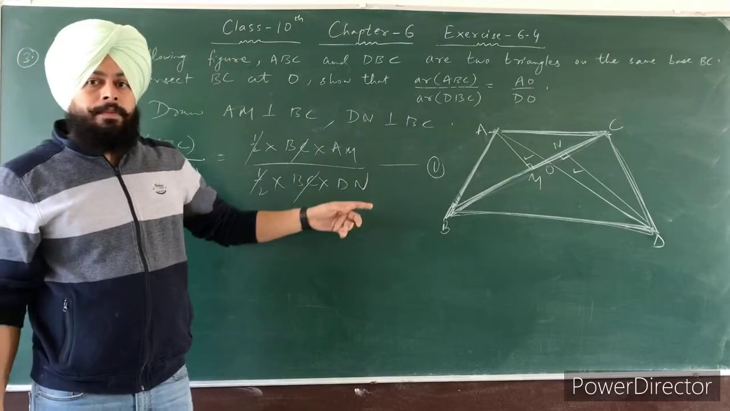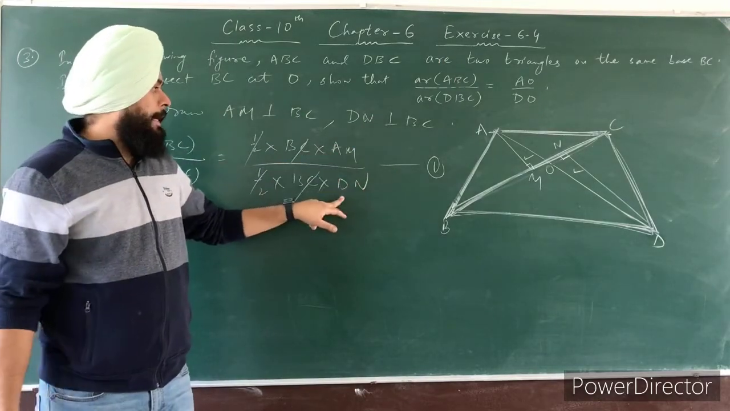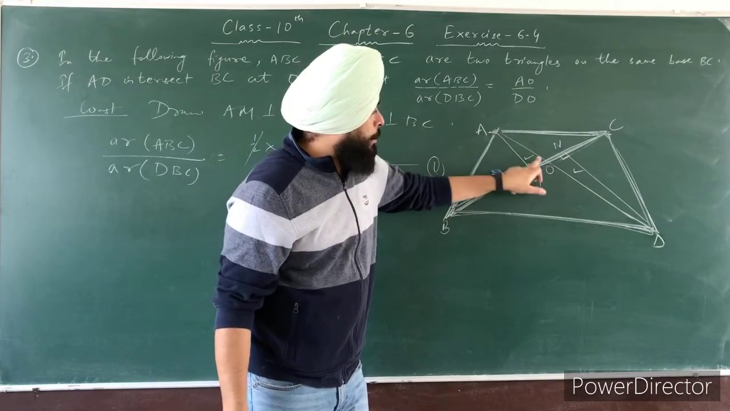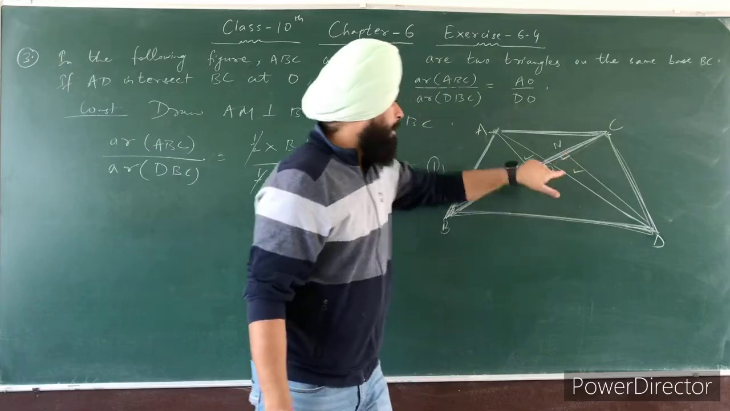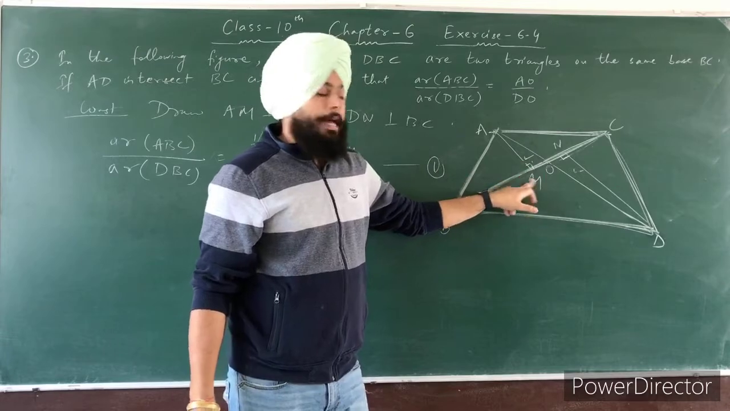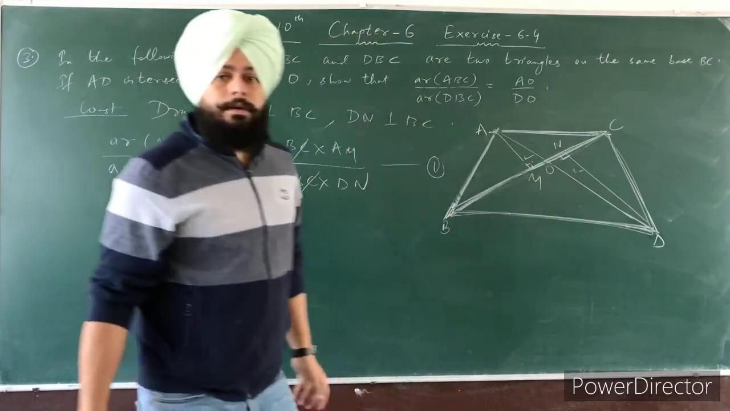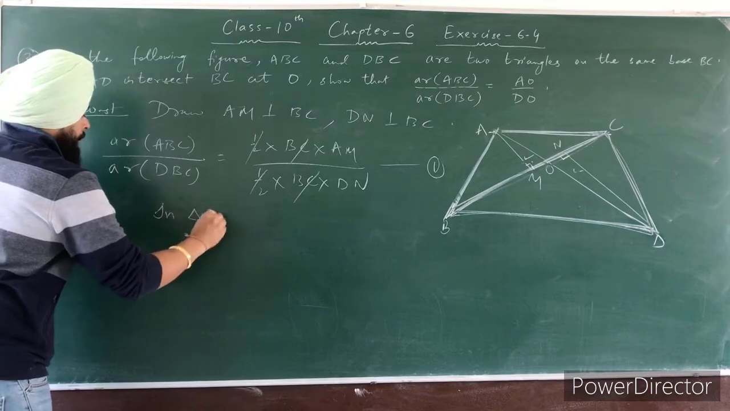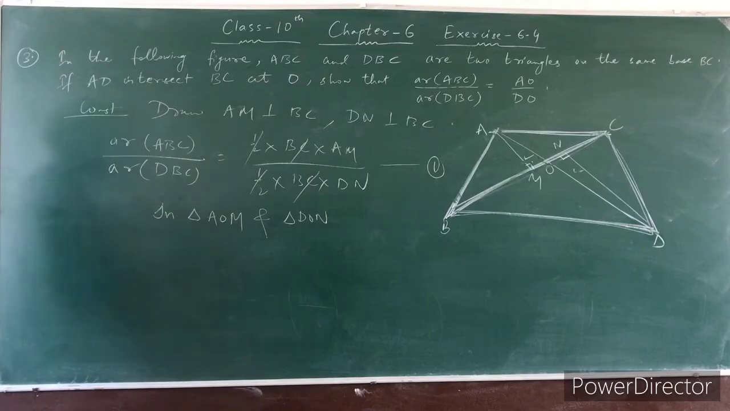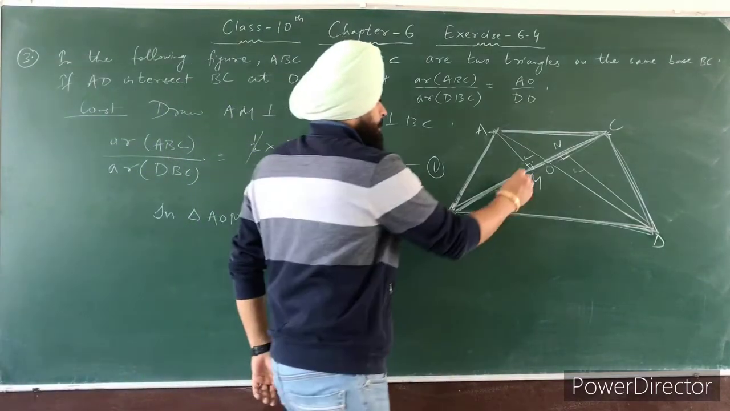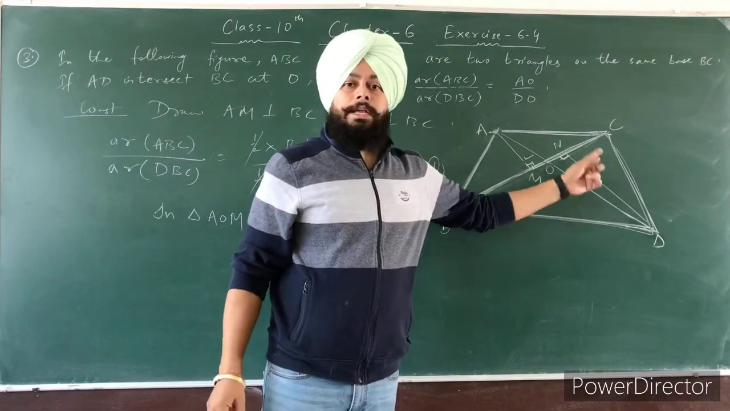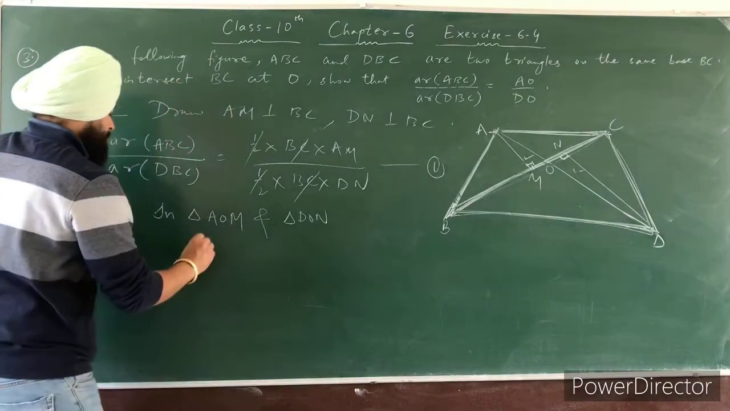Now check here in this figure, in which two triangles AM, DN and AO, DO come. So look, AM, AO and this is DO, DN come in these two smallest triangles. So the names of the smallest triangles are triangle AOM and triangle DON. In triangle AOM and triangle DON, the first part is, you can see here, this is perpendicular. So right here angle AMO is equal to angle DNO, 90 degrees each.